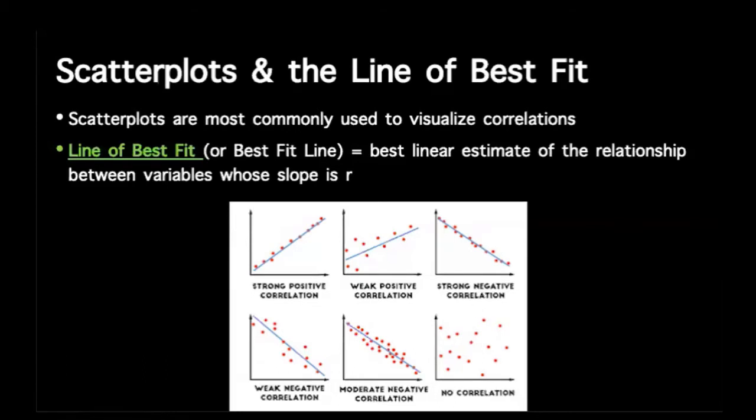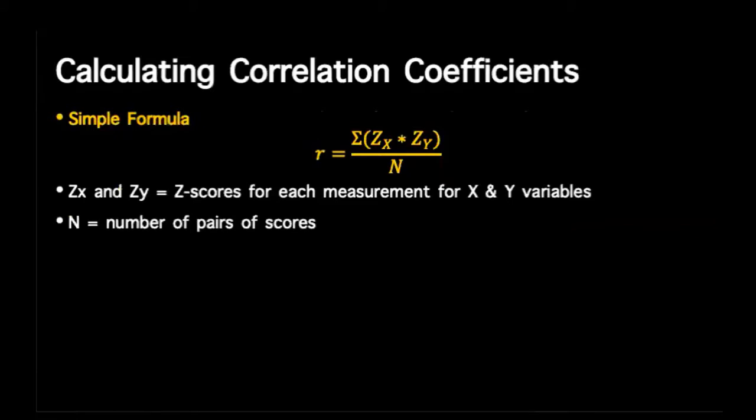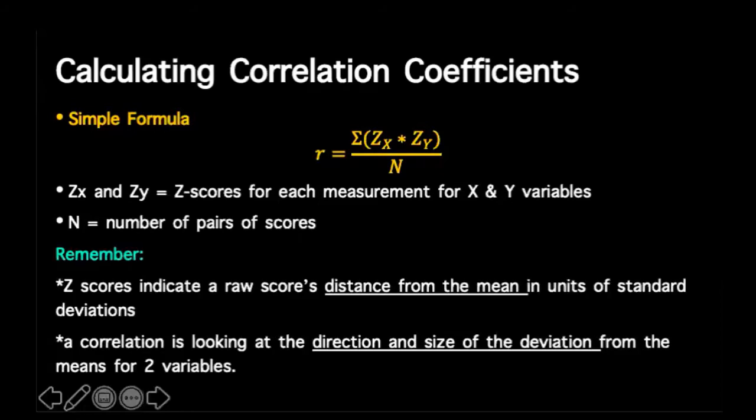Okay, so the big question is how do we determine what R is? You do not need to know this formula. That would be way too much for me to ask of you. There's a lot of formulas that come out of this lecture. You don't need to know this one. But I do think it is important that you understand how R is derived. As you can see, Z's, we've seen those before. Remember, Z represents a raw score's distance from the mean, in units of standard deviation.